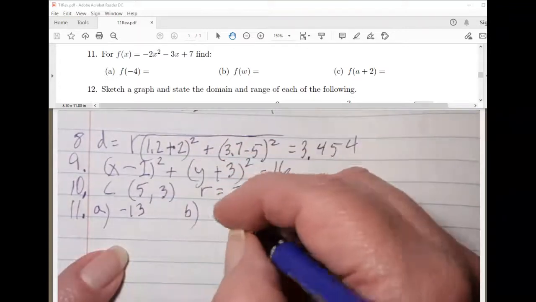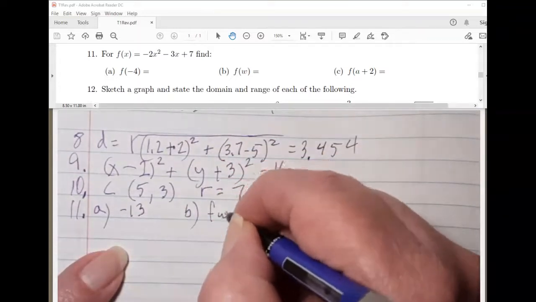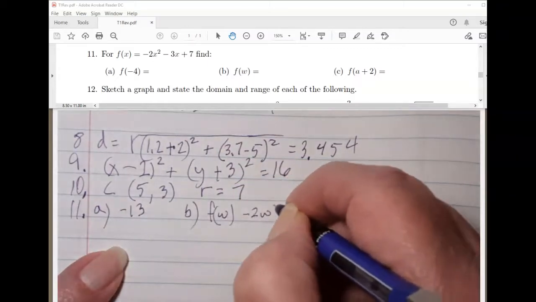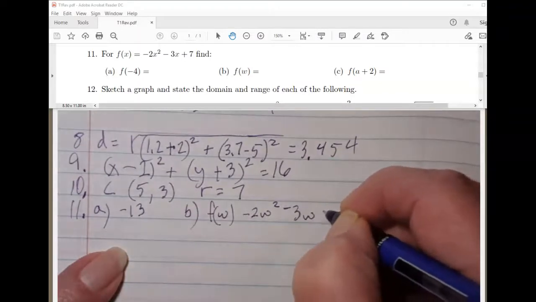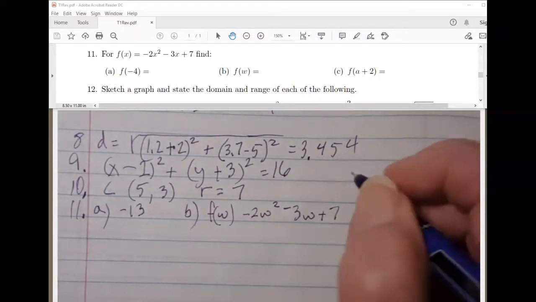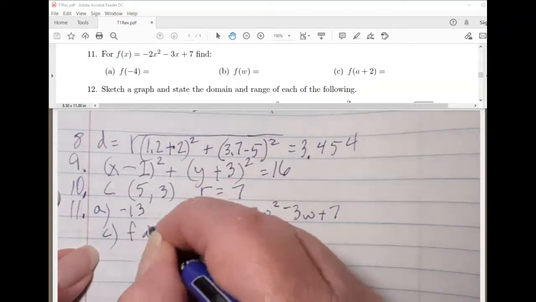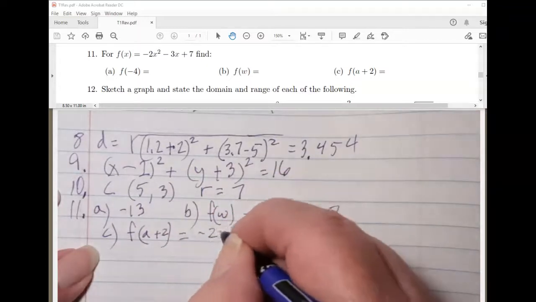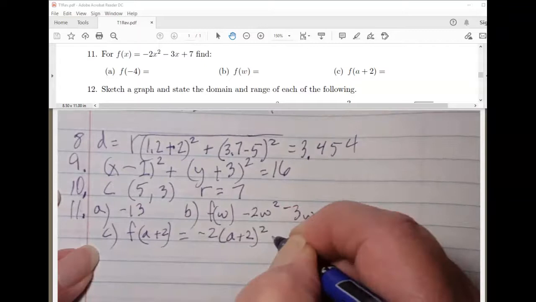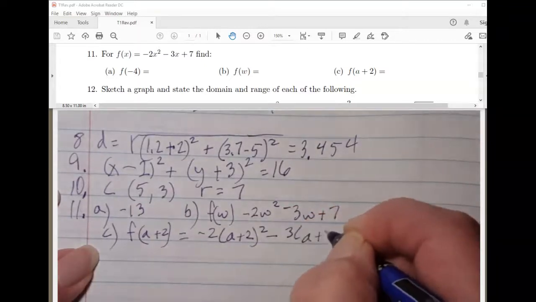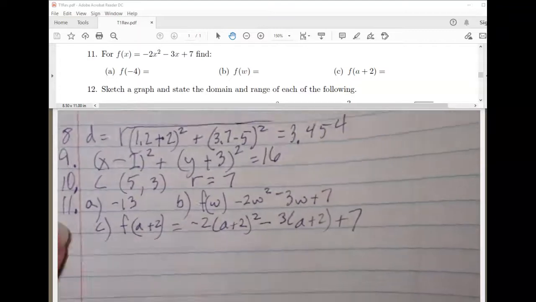So for part B, I just need f of w, and that's equal to negative 2w squared minus 3w plus 7. This does not say to simplify, so for part C, I'm just putting the a plus 2 in. So I need f of a plus 2 is equal to negative 2 times a plus 2 squared minus 3 times a plus 2 plus 7. Don't overwork the problem. If I haven't asked you to simplify, please do not simplify. In fact, for this problem, if you do simplify, I will take off points because I'll assume you put it in somewhere else, into some other grapher.